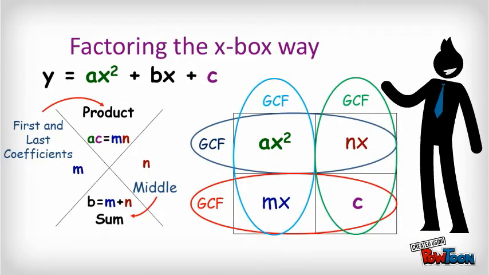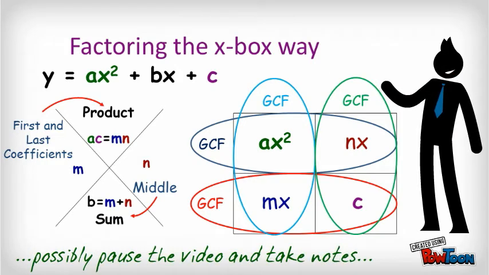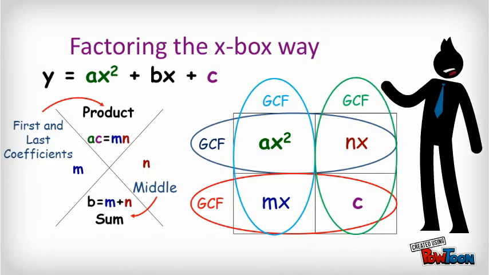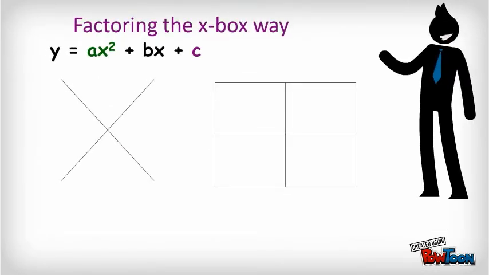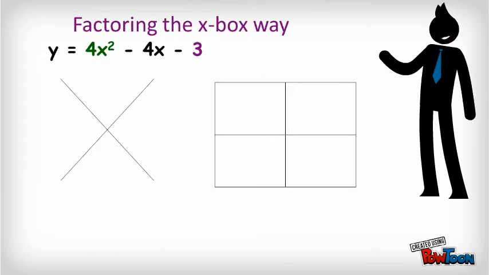Pause the video here and just jot this down. We're going to go through this. This is called the X-box way of factoring. So we're going to factor a quadratic expression, 4x squared minus 4x minus 3.